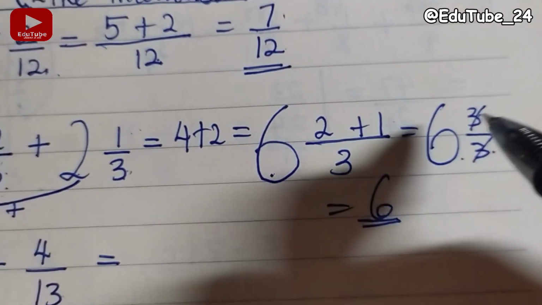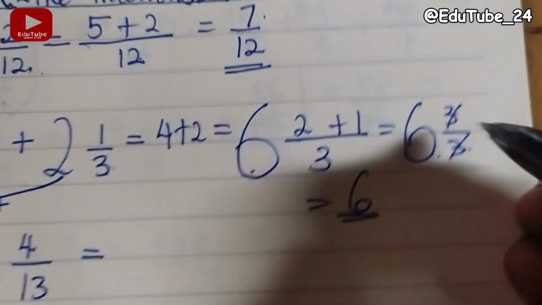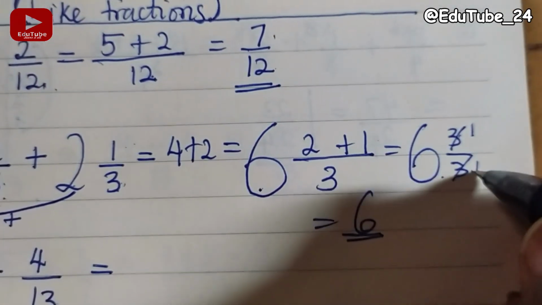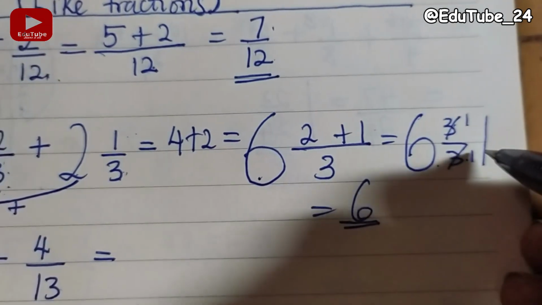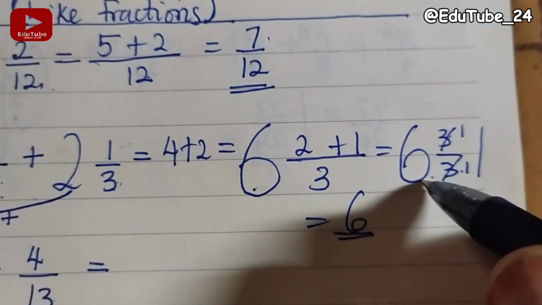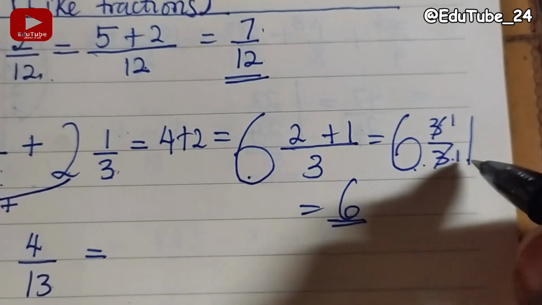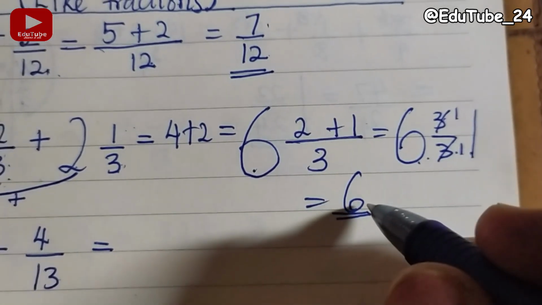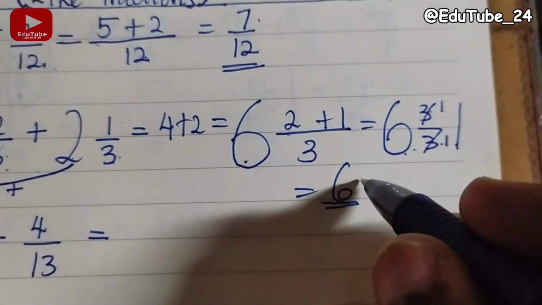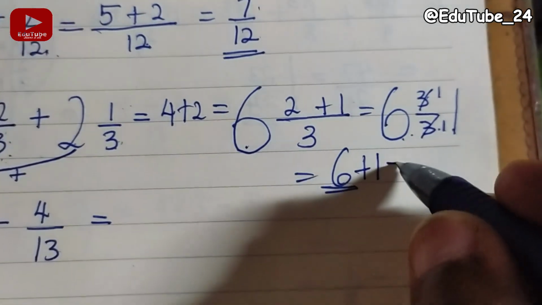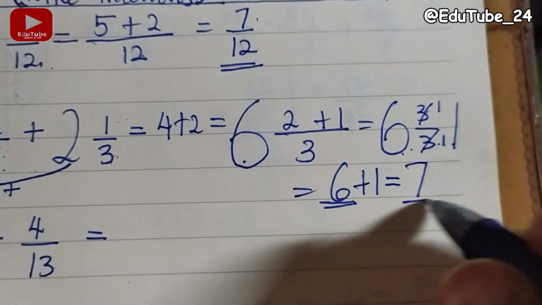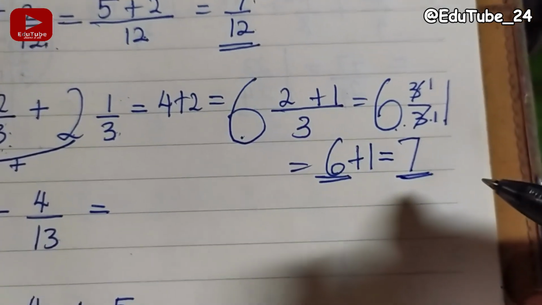Okay, so now that 3 has cancelled out 3, we are going to get 1 and 1. So 1 divided by 1 will still give us what? 1. So now that means we have a 6 whole number, and then we have a 1 whole number. So we are going to just add the 6 whole number with the 1 whole number. So we have 6 plus 1, and that will give us what? 7 whole number as our final answer.